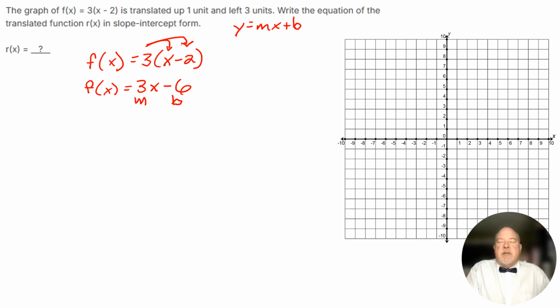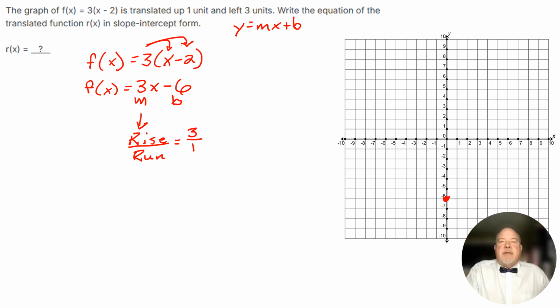That's what the b tells me. So I can put a dot on my graph at negative 6. And then the slope is 3. For the slope, I'm going to use rise over run, so I'm just going to rewrite the slope as 3 over 1. That's the same thing as 3, right? So from this y-intercept, I'm going to rise 3 and run 1.